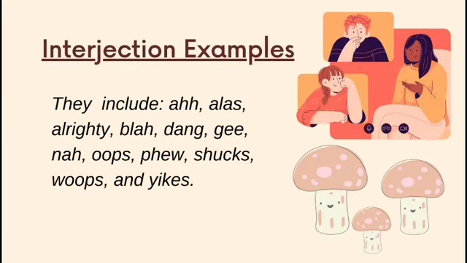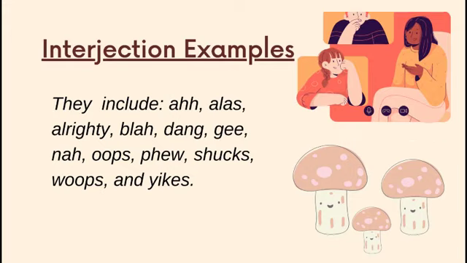Interjection examples. Here are some great words that can help you express your emotions. They include alas, alrighty, blah, dang, yay, nah, oops, phew, shucks, whoops, and yikes. Interjections mainly have 4 rules.